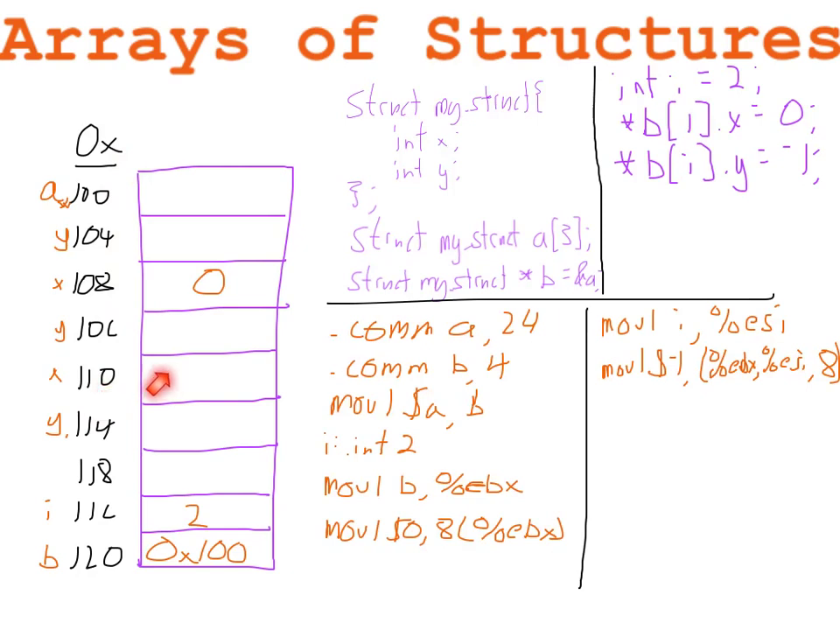Now, we want to get to 114. That's where variable Y of this structure is located. So we just need to add 4 bytes. And so we can put a constant 4 to the left of our parentheses.